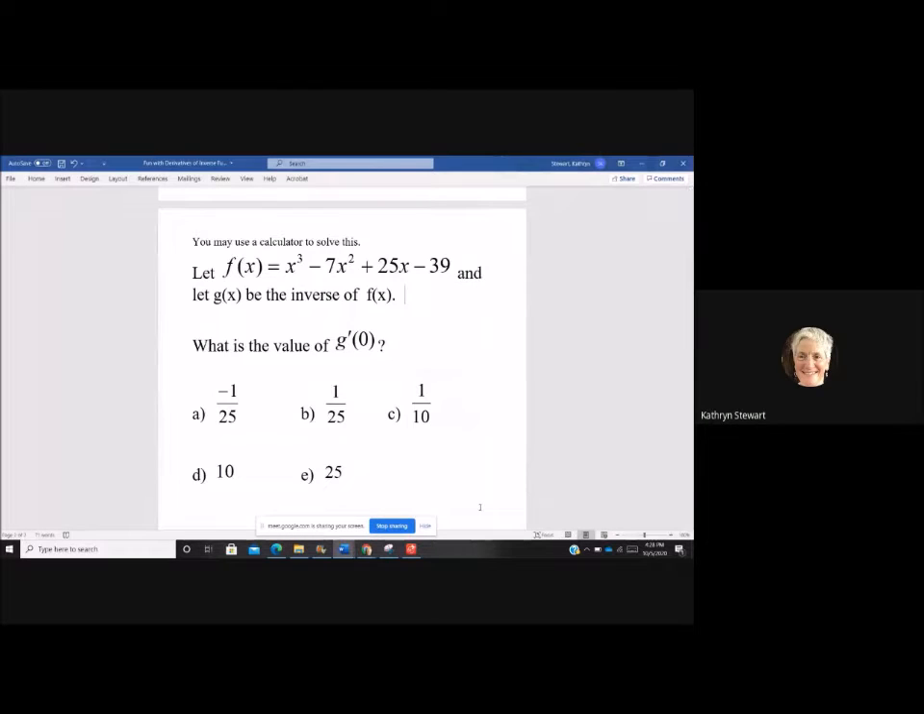Let's try this one. It says you may use a calculator to solve this. Interesting. Let f of x equal x cubed minus 7x squared plus 25x minus 39, and let g of x be the inverse of f of x. What is the value of g prime of 0? Pause this video, grab your calculator, and see if you can figure this out. This is a humdinger.